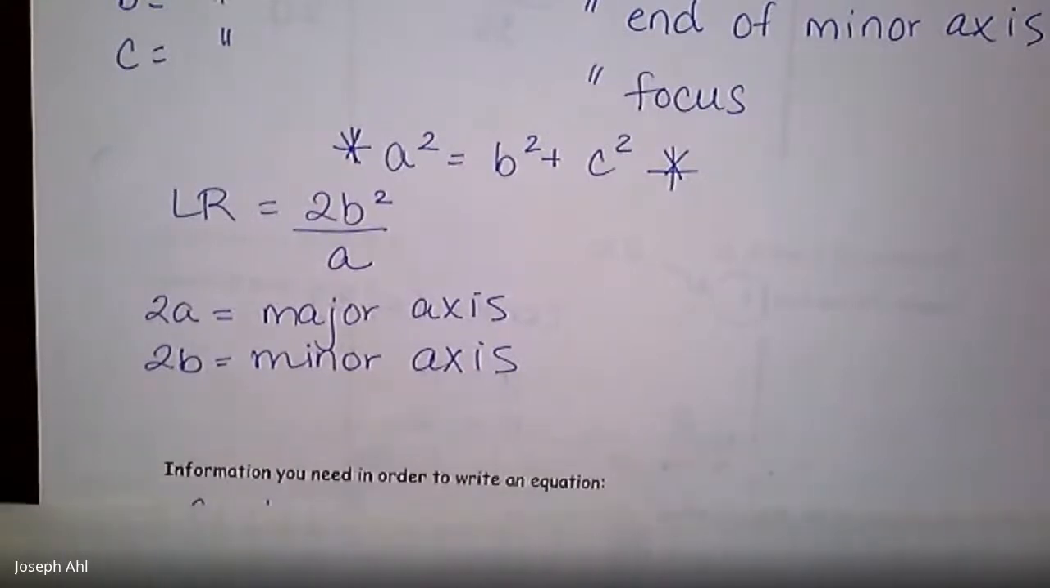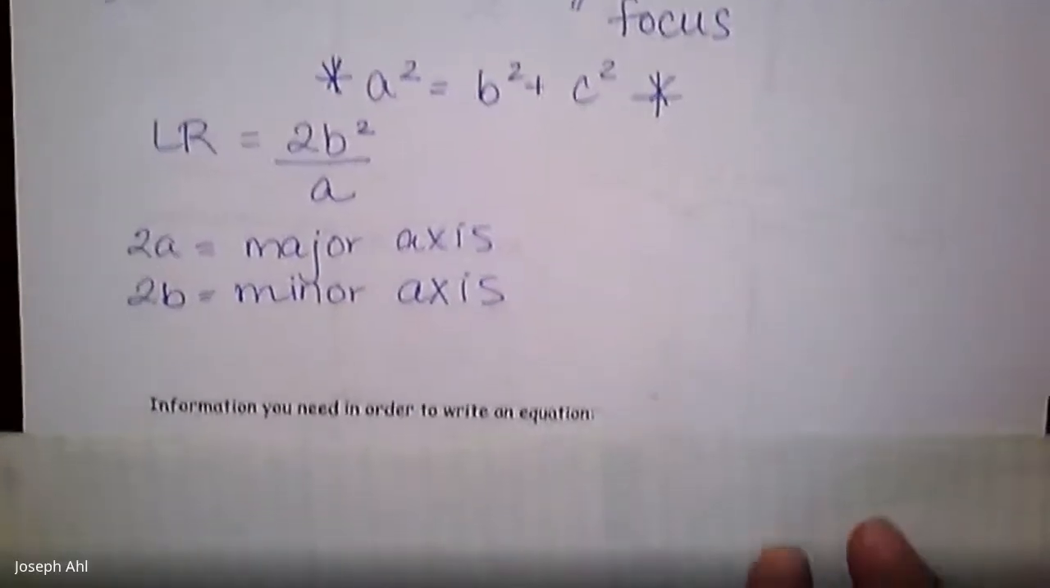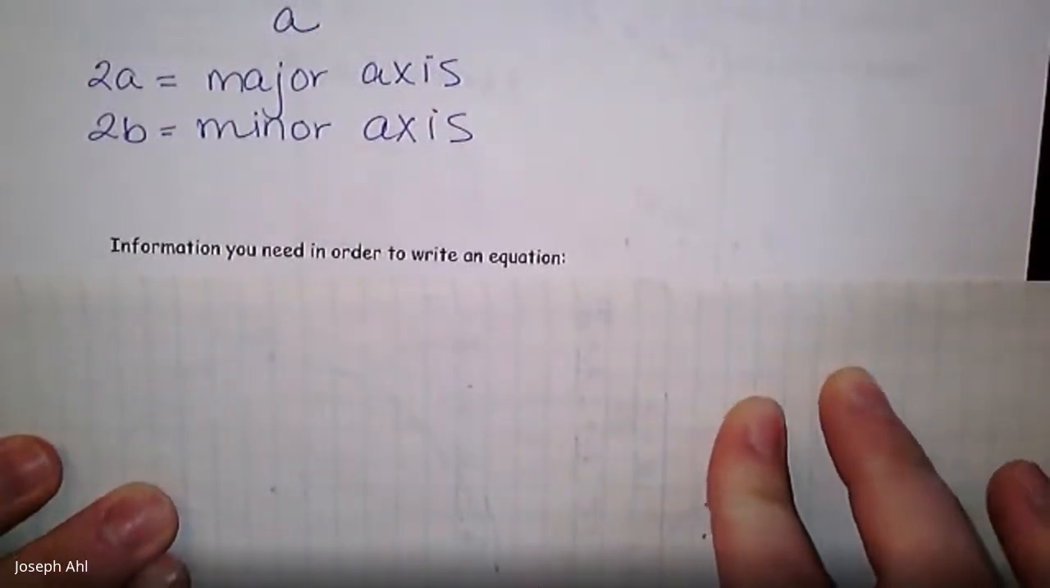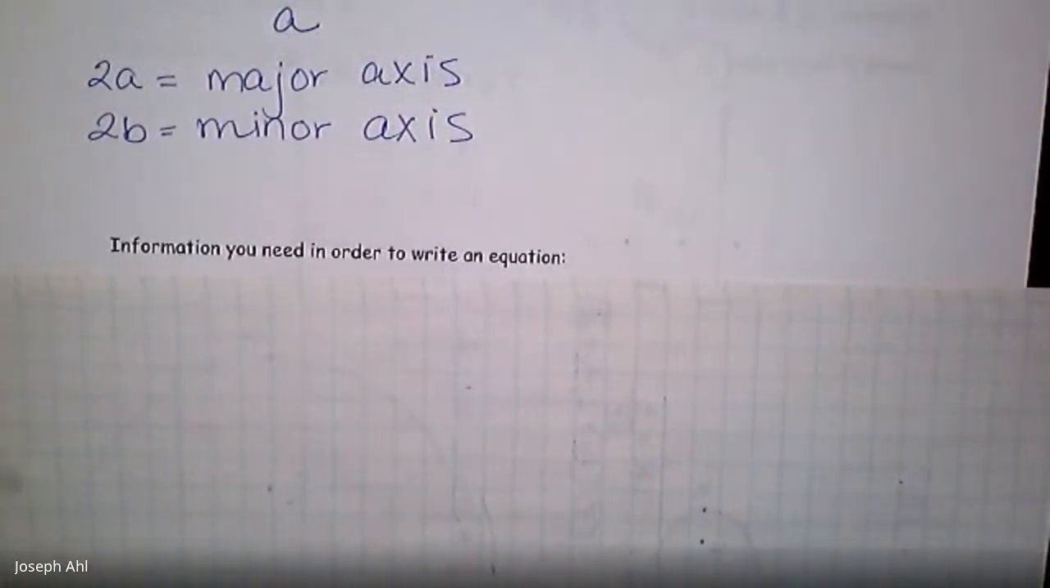So that brings us to the question, what is the information that we need in order to write the equation of an ellipse? If you think about what we did with parabolas way back when, what did we need? We needed the value of a, so we could plug it in for 4a. We needed to know the vertex, and then we also needed to know which way the parabola opened.